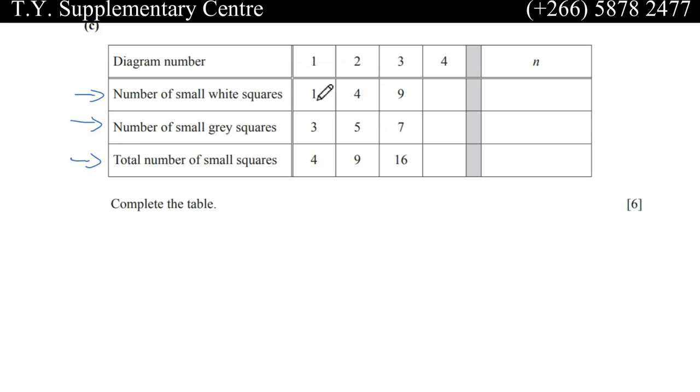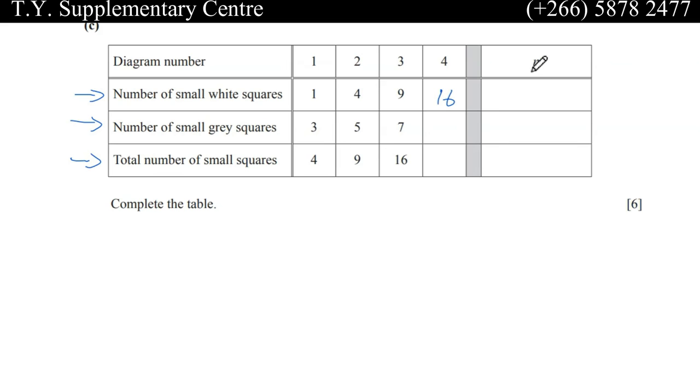So as you can see, this is a sequence of square numbers in this case. And then what we're actually squaring is the diagram number. As you can see in diagram 1, 1 squared will give us 1. Diagram 2, 2 squared will give us 4. Diagram 3, 3 squared will give us 9. So for the number of small white squares in the fourth diagram, that will be 4 squared, which is 16.